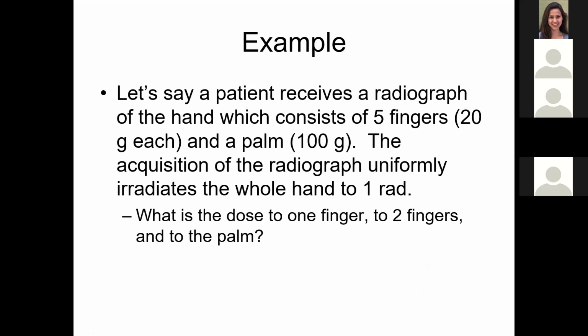Right? So as an example of dose, let's say we've got a patient and we're giving them a radiograph of their whole hand. And this is a cartoon hand where each of the 5 fingers is identical at 20 grams and the palm's 100 grams. And so we acquire a radiograph that uniformly irradiates that subject's whole hand to 1 rad. What would then the dose be to a single finger or to 2 fingers? And what's the dose to the palm here?